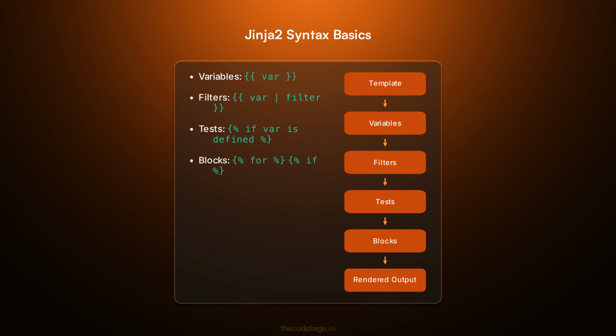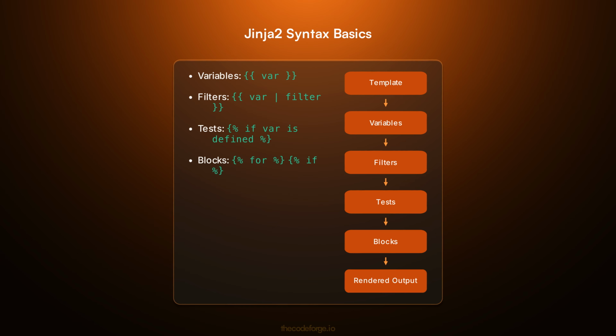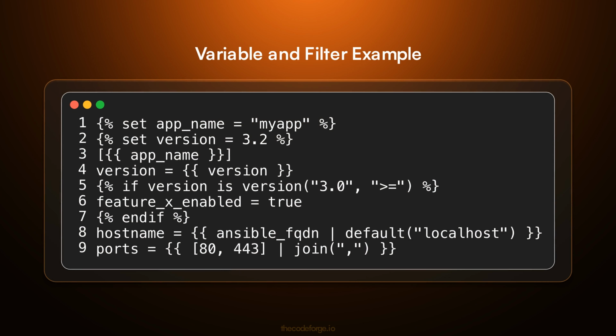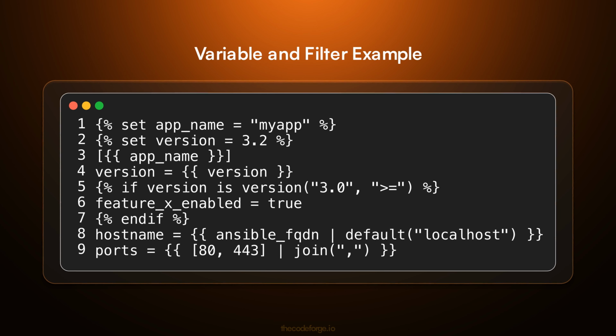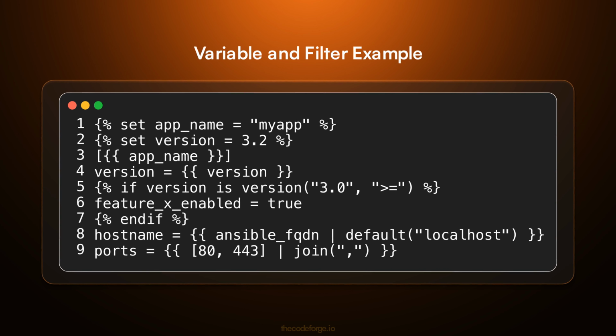Jinja2 in Ansible supports 4 main constructs. Variables output values, filters transform them, tests evaluate conditions, and blocks control flow. Always test for defined before using a variable that might be missing, to avoid Ansible undefined variable errors. This template demonstrates setting variables, using a test with is version, applying the default filter, and joining a list. The default filter with true as the second argument handles undefined variables gracefully.